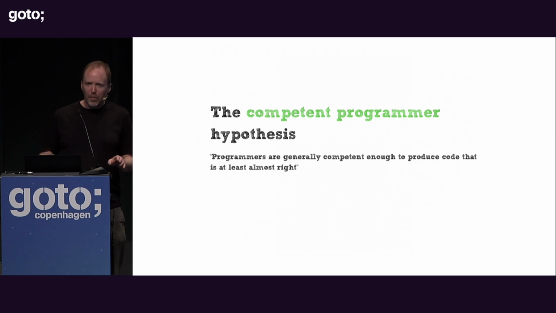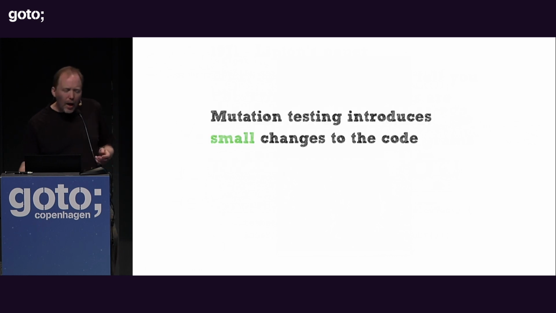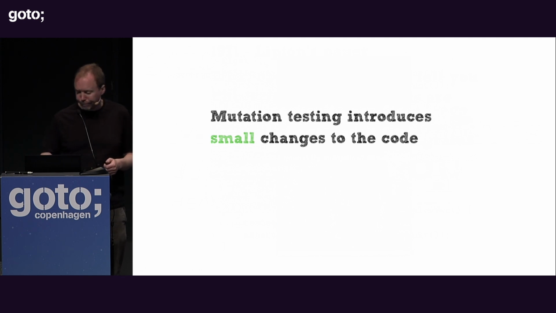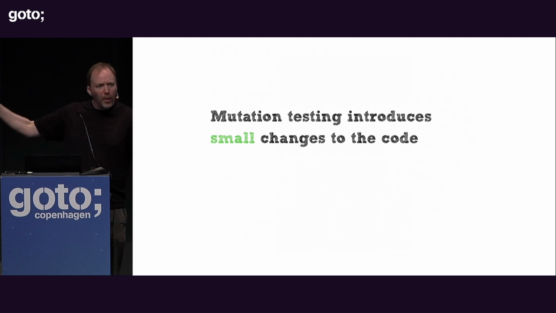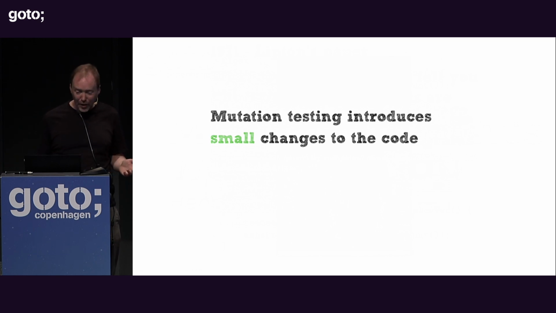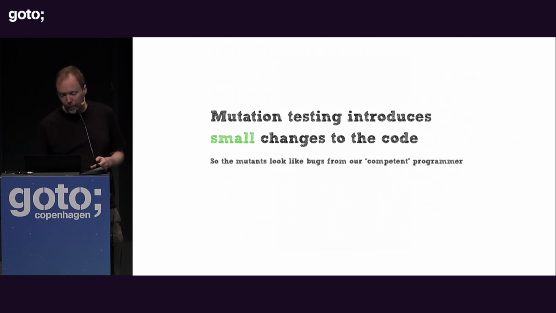Your mileage may vary a bit here. And mutation testing introduces small changes to the code, so they look like these typos that our competent programmers are producing. Now, I think the big problem with this hypothesis is it's clearly completely wrong. I make bugs all the time. Some of them are little typos, others are big, huge, whopping bugs of great complexity, which are very hard to describe, let alone understand. So my bugs don't all look like that. Some do, a lot don't.